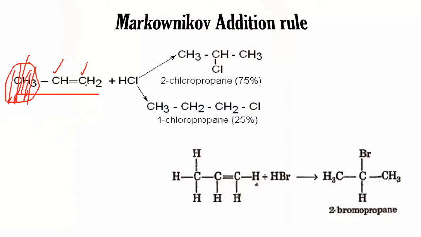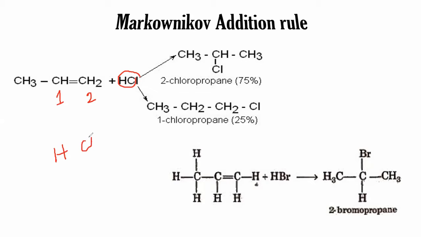Here the number of hydrogens is 1, and here the number of hydrogens is 2. Now we are taking HCl. In HCl we clearly know that the Cl part is negative and H is positive, right? So the negative part will go to the carbon having fewer hydrogens, which means this one. So the negative part will come here and the positive part will come here, right? So the positive part H will come to CH2 and Cl will come to CH. So gradually we can see H has come here and Cl has come here.